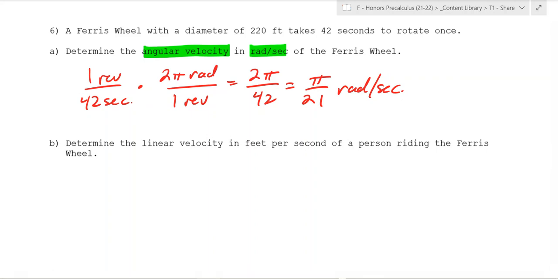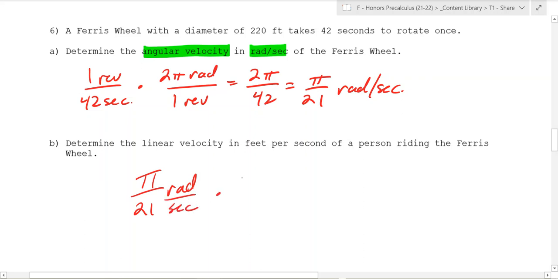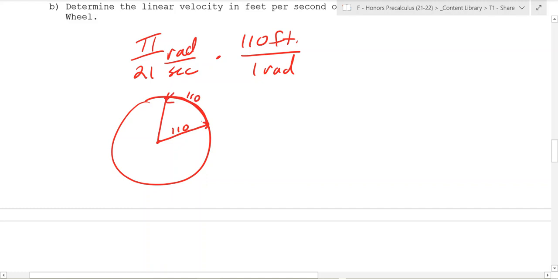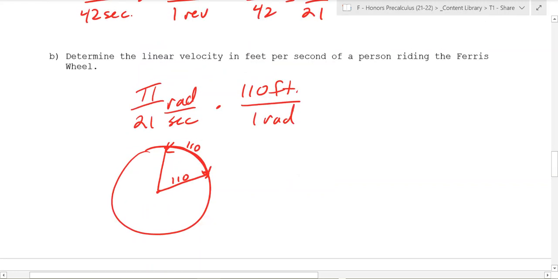Well, the way you do that is you're going to end up with pi over 21 radians per second. What we're going to multiply this by is 110 feet over 1 radian. And that's because this Ferris wheel has a diameter of 220, so its radius is 110. That means the arc length of 1 radian is 110.